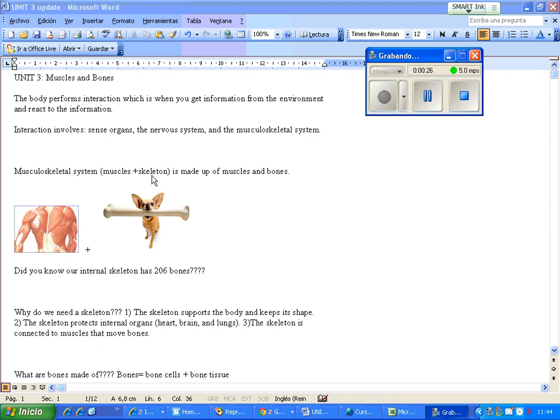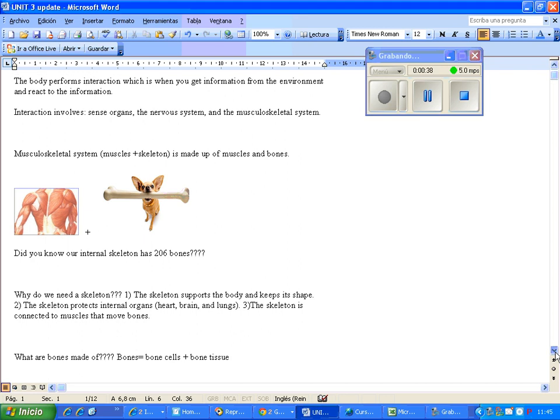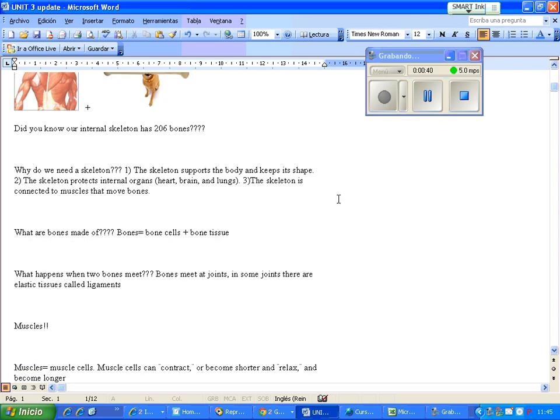Muscles and the skeleton. Here are muscles and here are bones. Did you know that our internal skeleton has 206 bones? Wow! Why do we need a skeleton? The skeleton supports the body and keeps its shape. The skeleton protects internal organs, the heart, brain, and lungs. And the skeleton is connected to muscles that move bones.